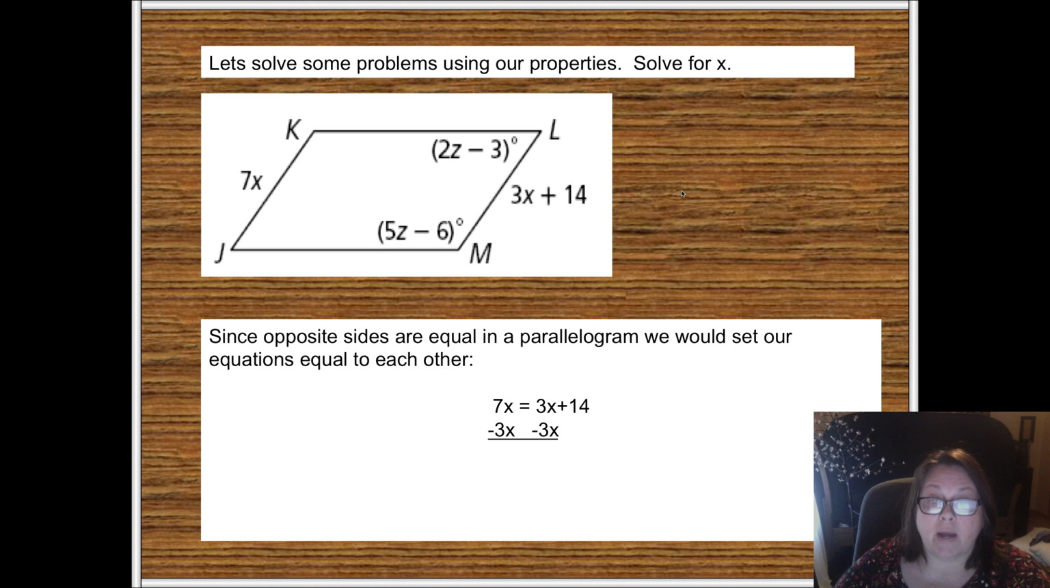So I'm going to subtract 3x from both sides. This is going to leave me with 4x is equal to 14. And at this point, I'm simply going to divide both sides by 4. And when I do, I get x is equal to 2.5.